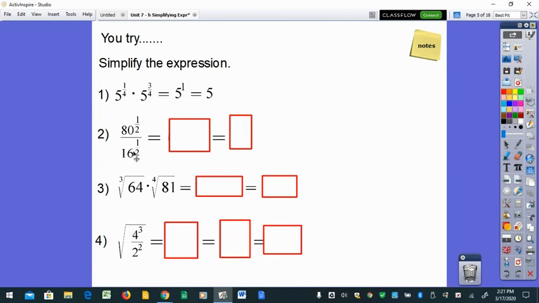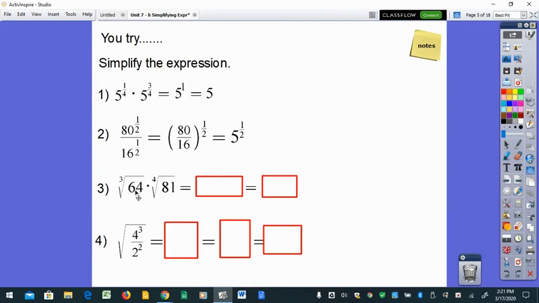Next one. Common exponent here. So what if we put 80 divided by 16 all to the 1/2 power? Would that get us any closer to cleaning this up and simplifying it? Well, 80 divided by 16 is 5, and I'm going to leave it there because the square root of 5 is an irrational number, and it's probably just best to leave it as 5 to the 1/2.